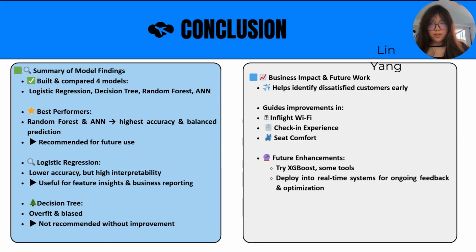This part is for conclusion. To conclude, we built and compared four models. Among them, random forest and artificial neural network show the best performance with high accuracy and balanced prediction, making them suitable for future use. While logistic regression had a lower accuracy, it provided strong interpretability, which is helpful for feature analysis. The decision tree, however, was overfitted and not reliable without further training.